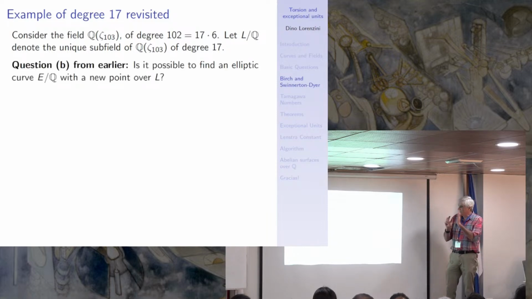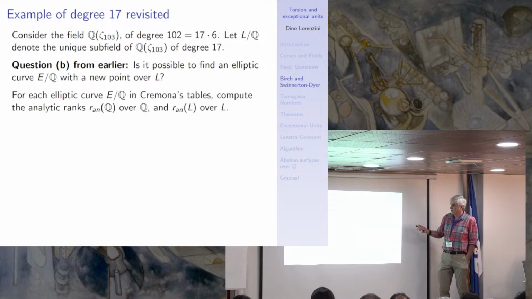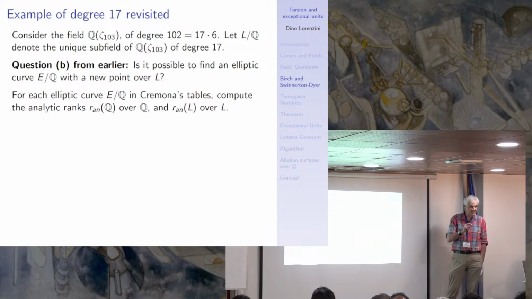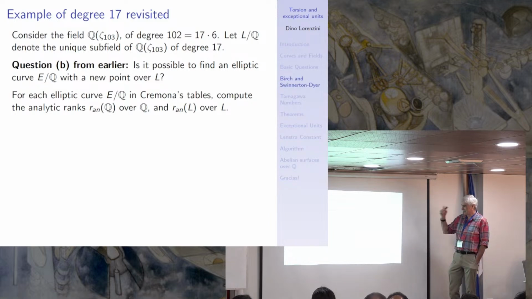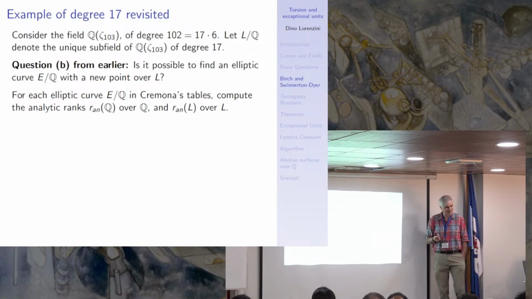So I want an elliptic curve with a new point over that degree 17 field. I'm going to run through Cremona's table, which is now called the L-functions and modular forms database, right? As we were told by Gonzalo yesterday, but in my mind, I'm old, this is Cremona's table.